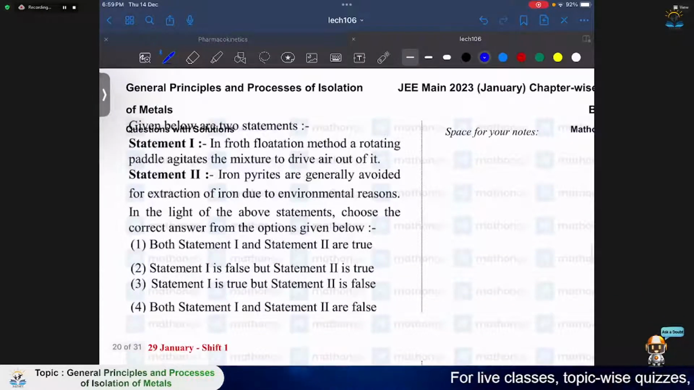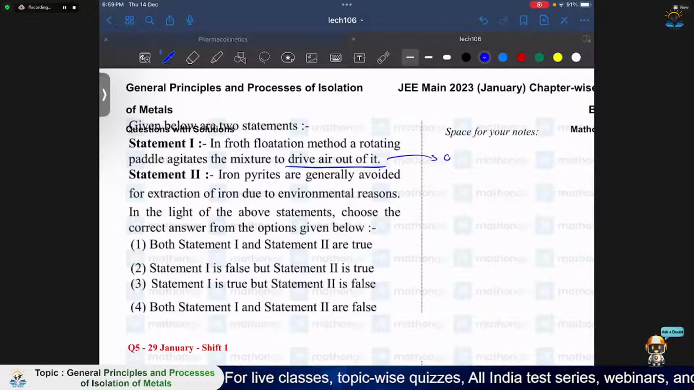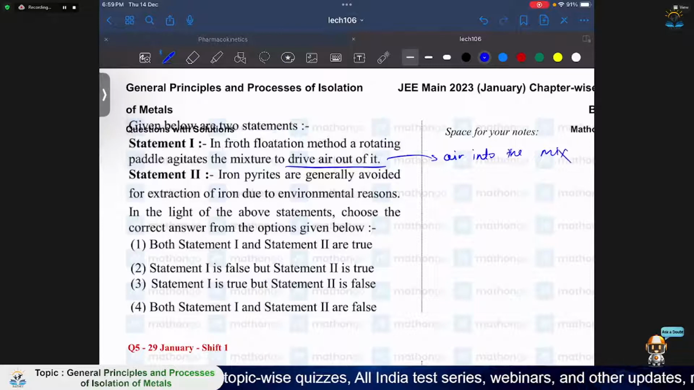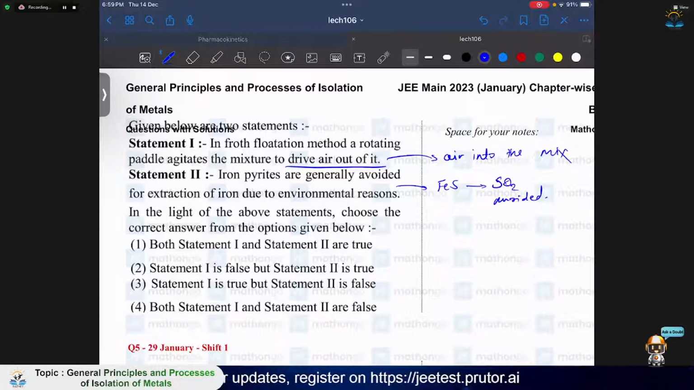Next, in froth flotation method, a rotating paddle agitates the mixture to drive air out of it. Okay, so here we found this is wrong. It drives air into the mixture. So statement 1 is wrong. Statement 2 says iron pyrites are generally avoided for extraction of iron due to environmental reasons. Iron pyrites are FeS and they produce SO2 gas. So yeah, they are avoided because SO2 is toxic. So statement 1 is false, but statement 2 is true.